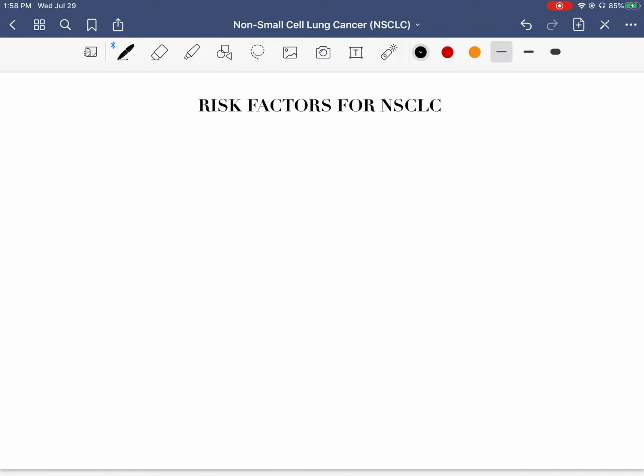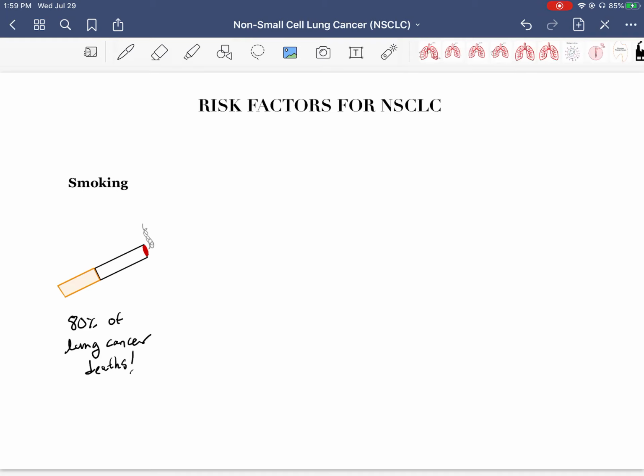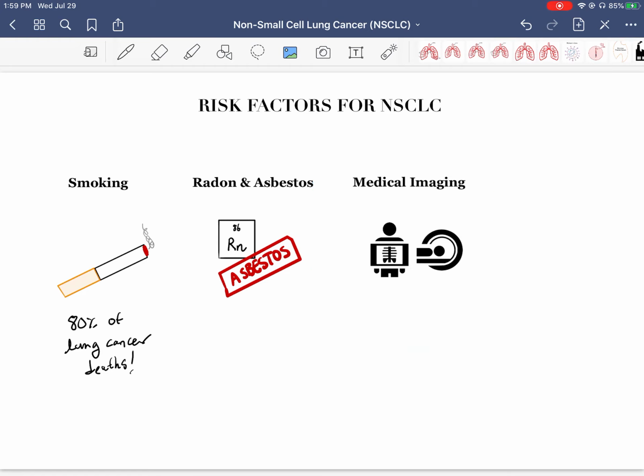Let's now dive deeper into the risk factors that can cause our lung cells to mutate. Smoking is far and away the leading cause of lung cancer, and 80% of lung cancer deaths are attributed to smoking. Other environmental risk factors include radon and asbestos. Medical imaging, which includes X-rays and CT scans, is also a risk factor due to radiation potentially causing mutations in our DNA.